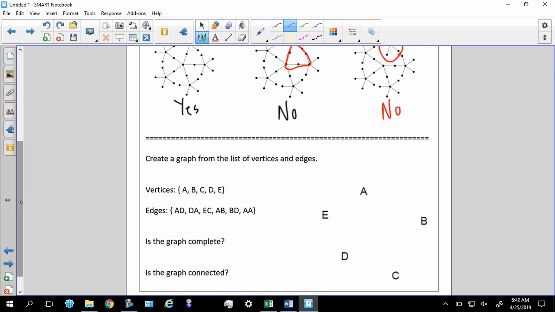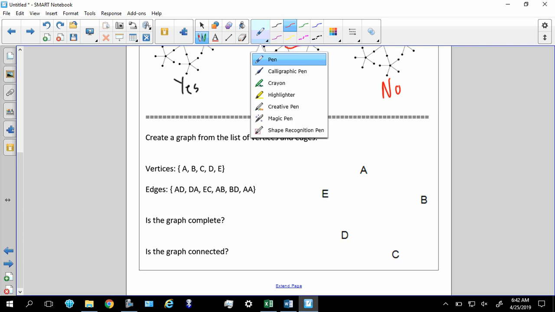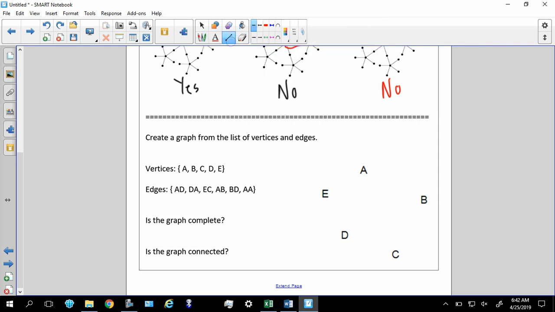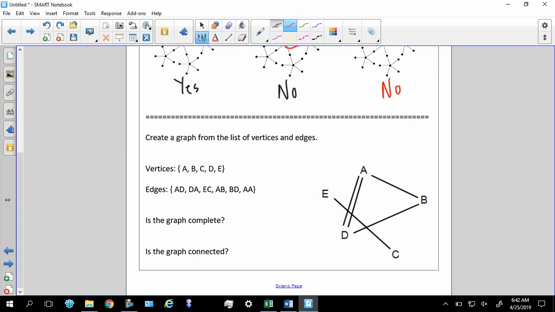All right, create a graph. Let's get my straight line tool here. So A to D, like so. D to A, like so, going back. E to C, like so. A to B, like so. And then lastly, A to A. I'm just going to go ahead and draw the loop. There we go.